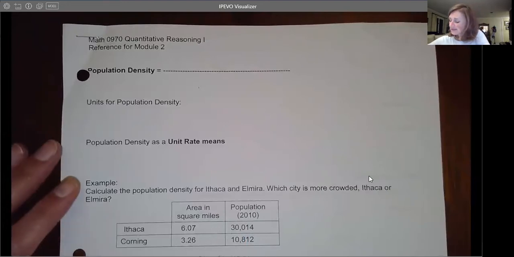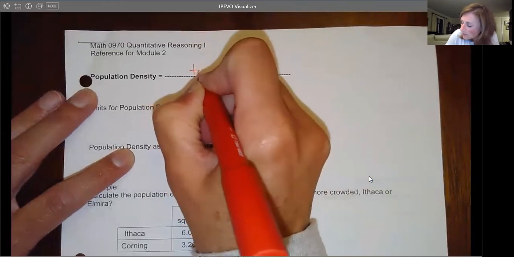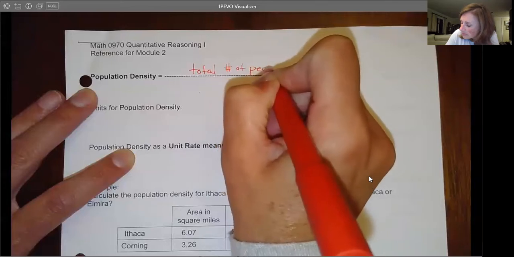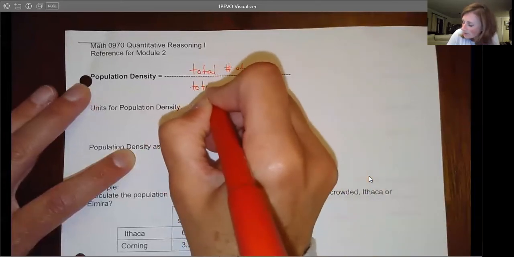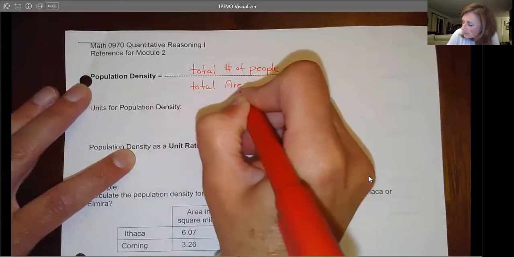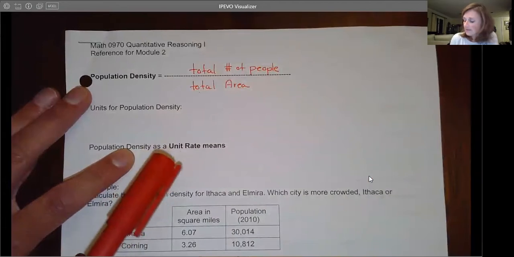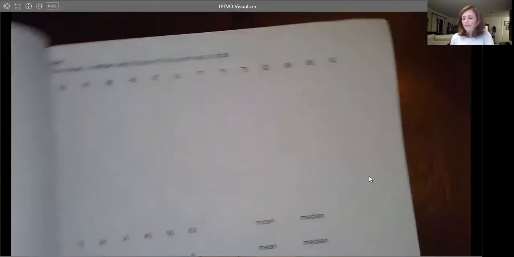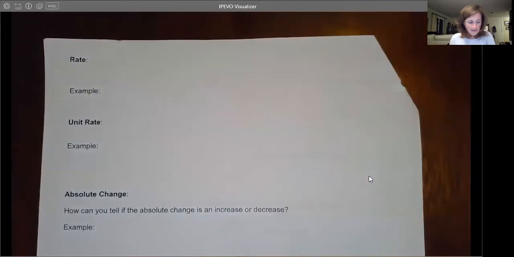So population density is, on the top, the total number of people, and on the bottom, it's the total area. Remember, you pop it into your calculator and you put it over 1. So you make a unit rate out of this population density. So we already have that. We've done this problem. What we haven't done, I don't think, is fill this in.